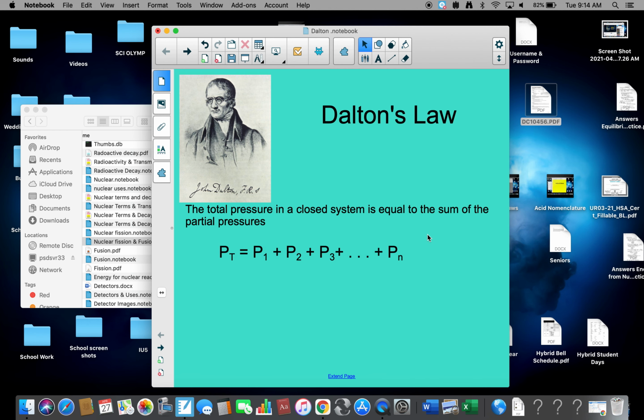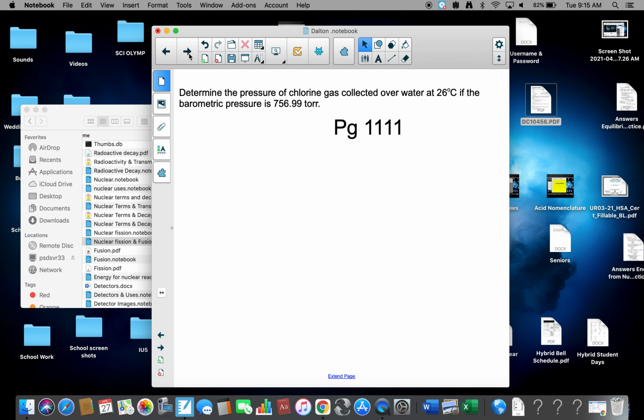is P total equals P of 1 plus P of 2 plus P of 3, until we get all the pressures added together. So the simplest way to do this is looking at the pressure collected over water at 26 degrees Celsius. In your book on page 1111 is water vapor pressures. I'll include that with the notes, so that way you can look that up to verify that I'm right.